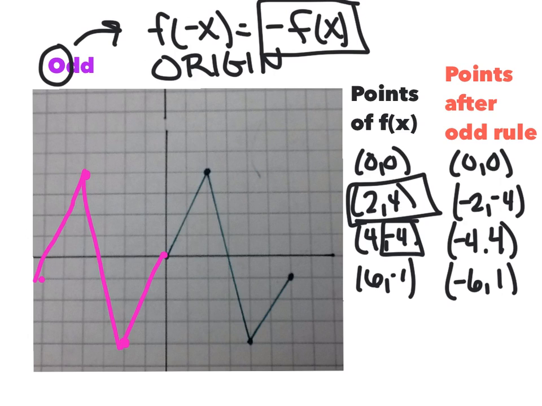So hopefully your graph matched mine, and we have odd symmetry. And remember, that's a reflection over the origin. Another way to think about origin symmetry is if you take your paper or your notebook and you flip it upside down, it should look the exact same as the original when it's right side up. Just another check to see if it's symmetric to the origin.